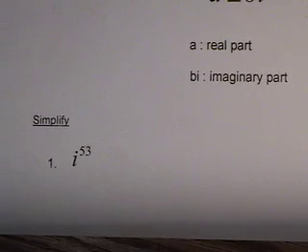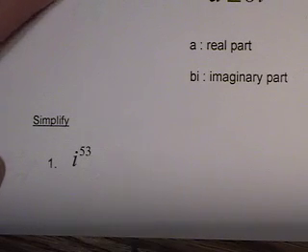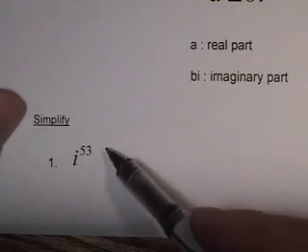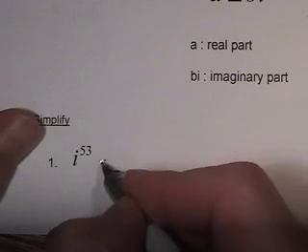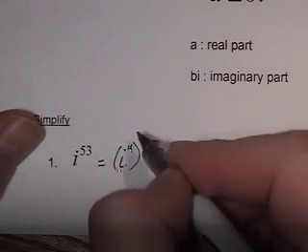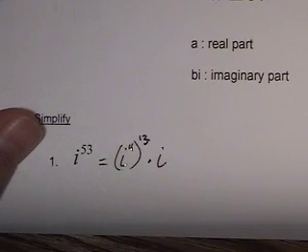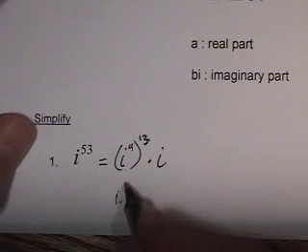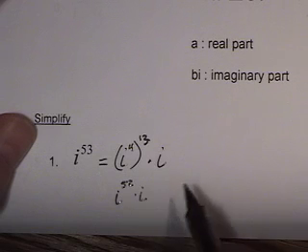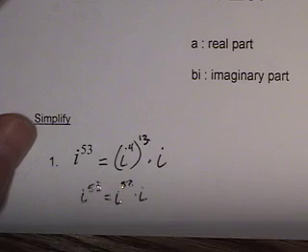Let's simplify something like this. i to the 53rd. Right? Well, what I want to do is figure out how many times 4 goes into 53. All right? So 12 would be 48. 13 would be 52. So this can be written i to the fourth, to the 13th, times i. All right? So if I rewrote it, you'd see this is i to the 52 times i. Multiply like bases. This is i to the 53rd.